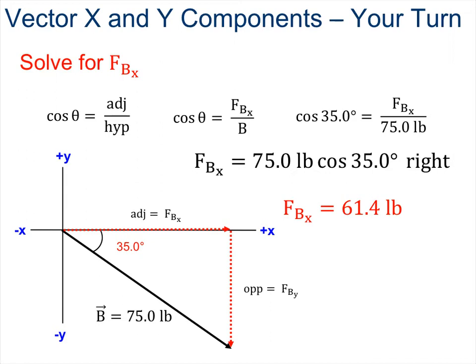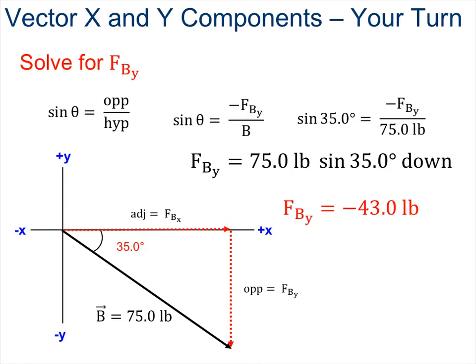So again, we have our adjacent side that we're trying to find, and I know my hypotenuse. So we're going to use cosine again. Cosine is adjacent over hypotenuse, and so we can set this up as a proportion. Cosine of 35 degrees equals the force of B in the x direction divided by 75 pounds of force. If I cross multiply that, I can see that the force of B in the x direction is 75 times cosine of 35 degrees, and I get 61.4 pounds of force.